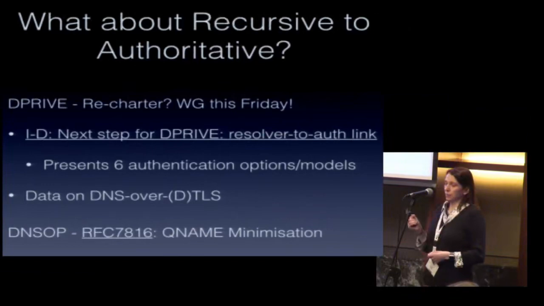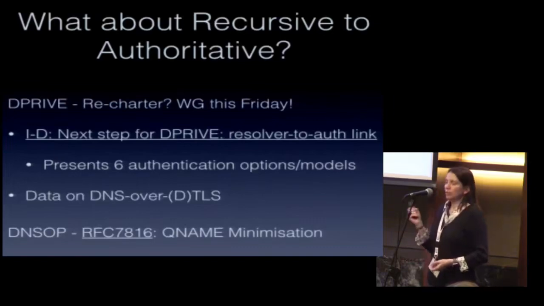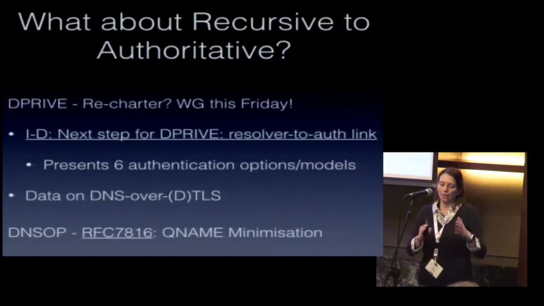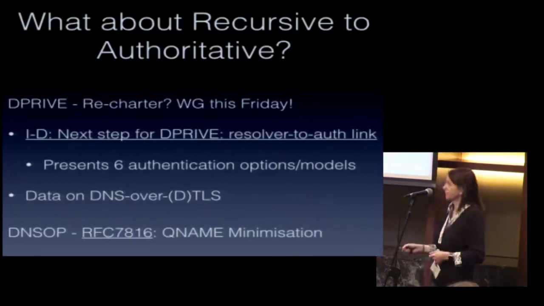There is a draft available, and what that attempts to do is enumerate 6 options for how to do that authentication between the recursives and the authoritatives, and that's also going to be discussed in the working group. There's also quite a desire to get some data from the experience of what it really means to do DNS over TLS on stub to recursive and feed that into information about how to do that recursive to authoritative as well, because this is new territory.